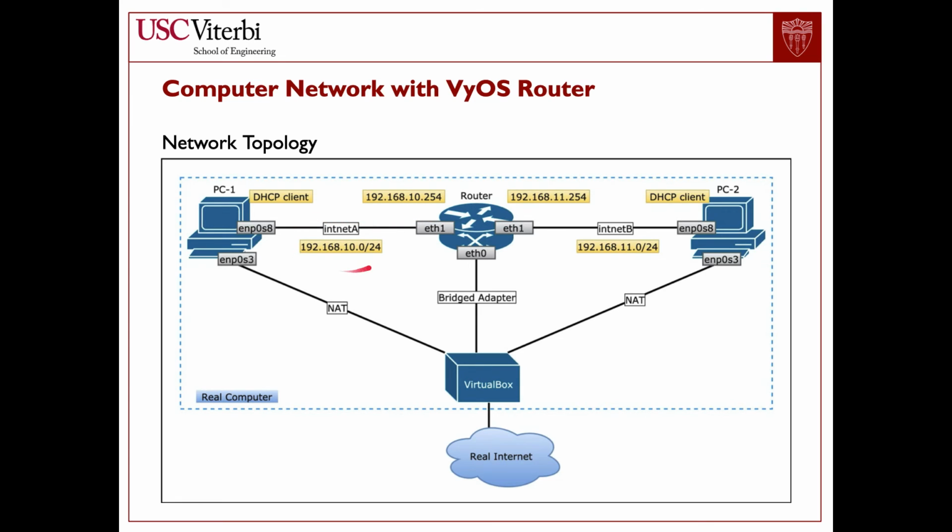So we specify the network. Internet A will have the IP address of this. Similarly for Internet B, and I'm assigning IP addresses for ETH1 and ETH2, these IP addresses. And as before, these are all connected to my VirtualBox on my real computer.